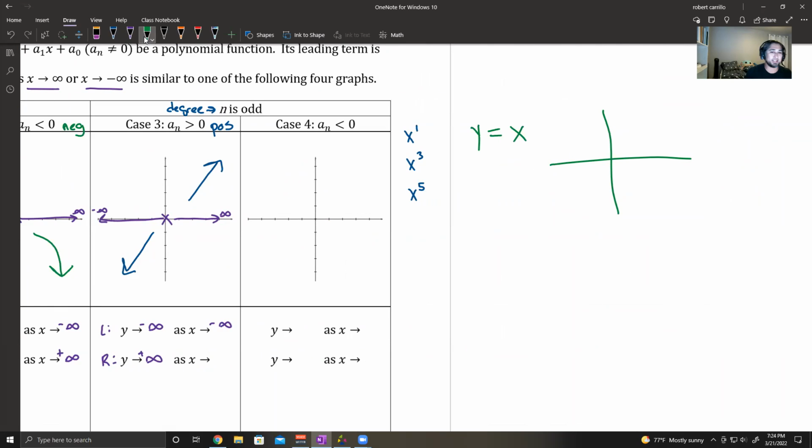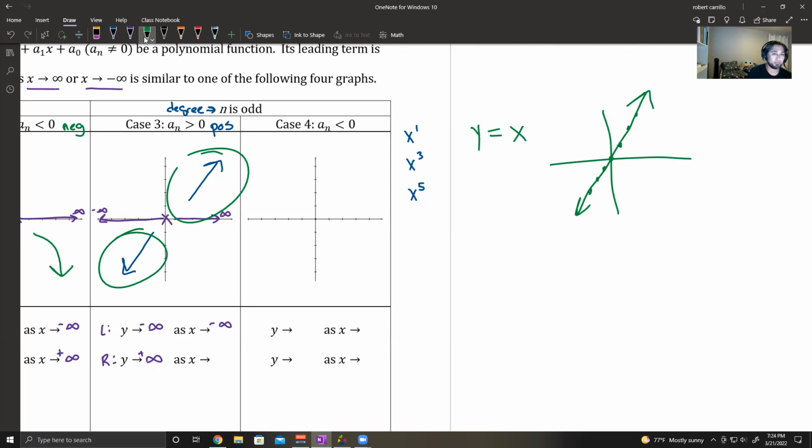What happens if x is 0? That means y is also zero. What happens if x is 1? Y is one. What happens if x is 2? Y is two. And so on and so on, right? Well, what happens if x is negative 1? Then y is negative 1. Y is negative 2. Y is negative 3. So the graph of y equals positive x looks exactly like that. So that's our model for the end behavior of any positive odd degree function.